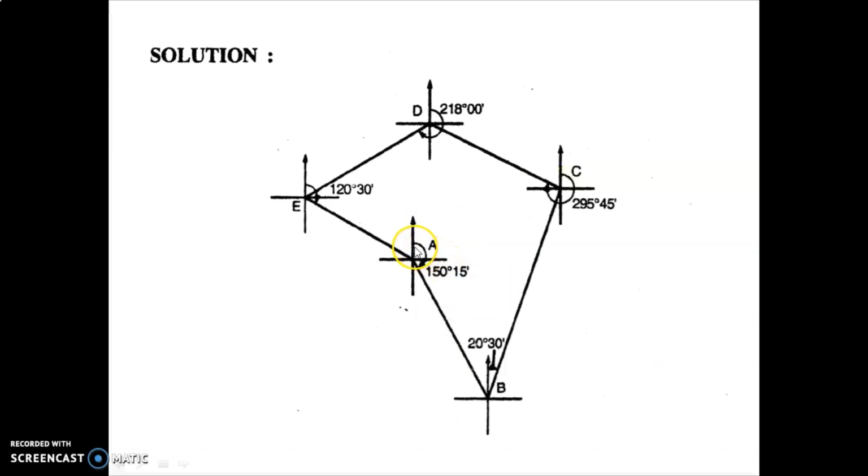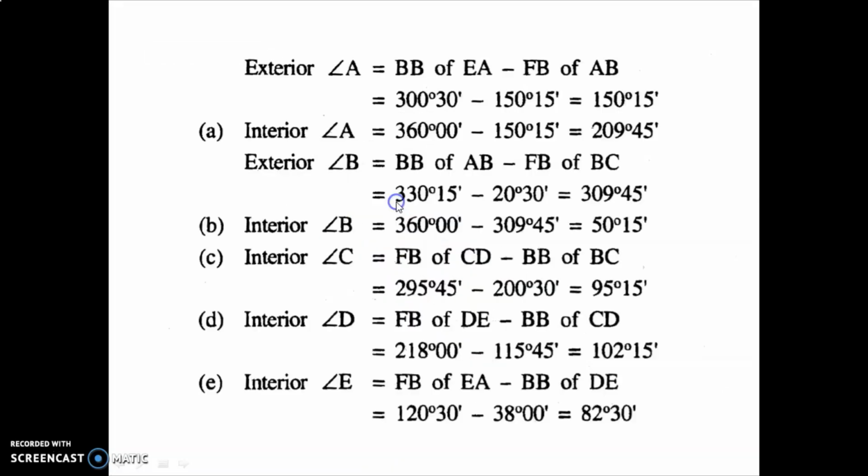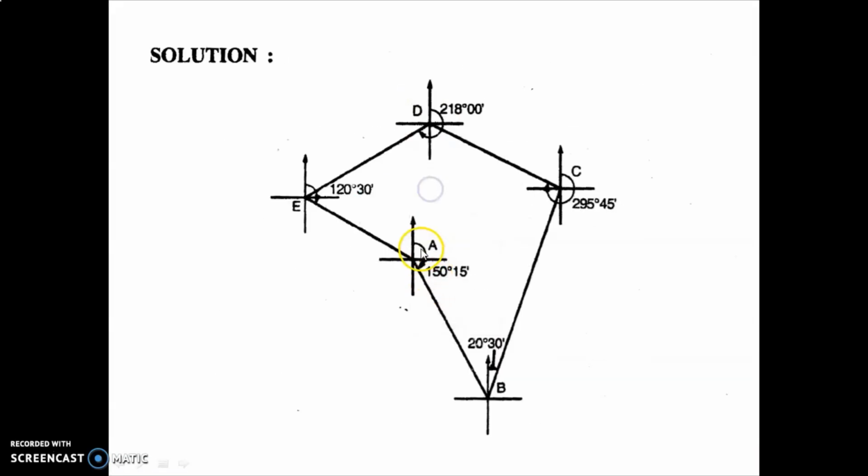But here you can see, this is 300 degree 30 minutes, and this is 150 degree 15 minutes. If I mention both the back bearing of line EA and the forebearing of line AB, how will you mark this 300 degree 30 minutes? It will be 300 degree 30 minutes from here to here, and 150 degree 15 minutes from here to here. So this portion from here to here, as my cursor shows, is my 150 degree 15 minutes.